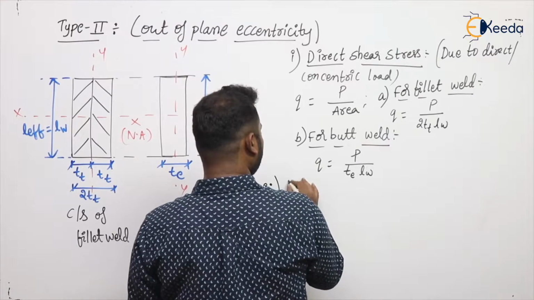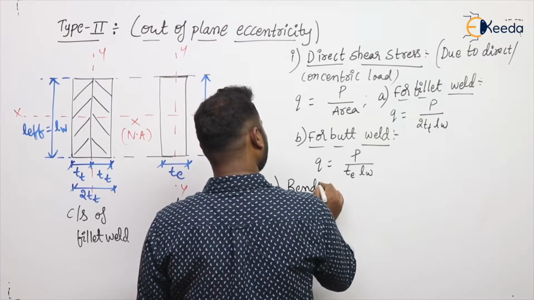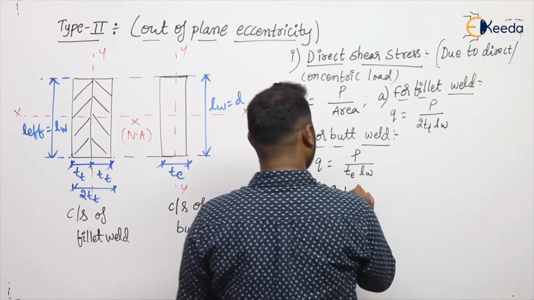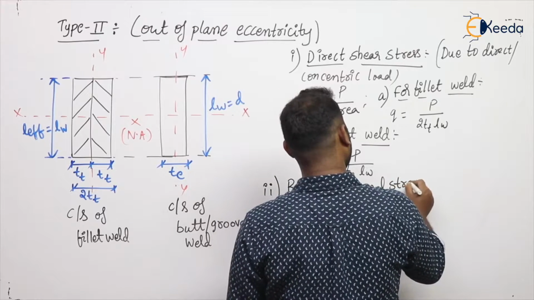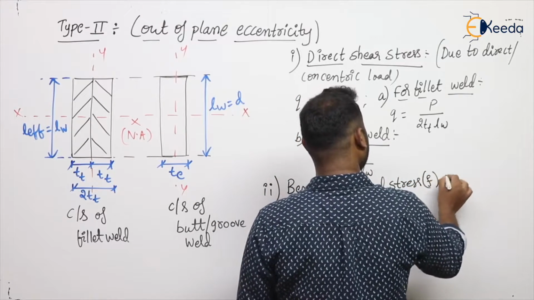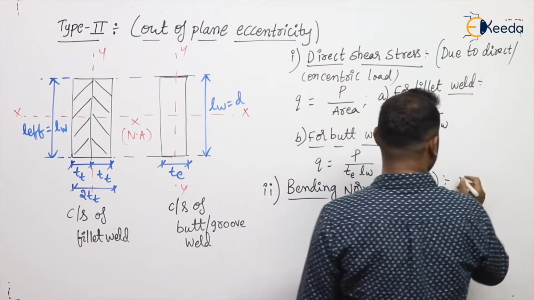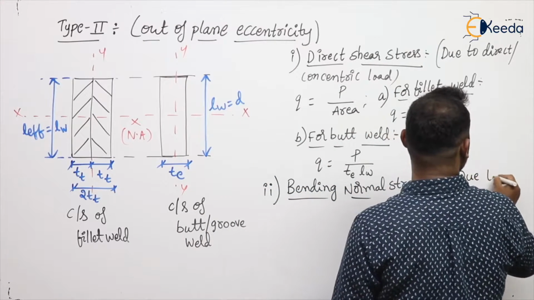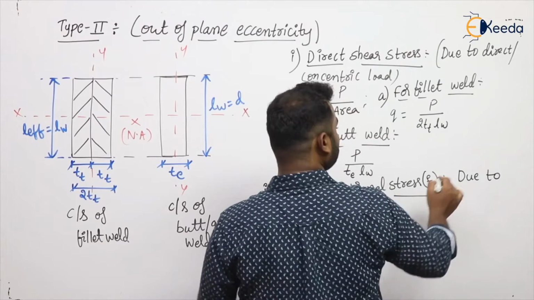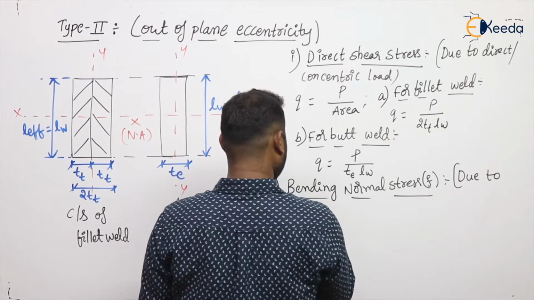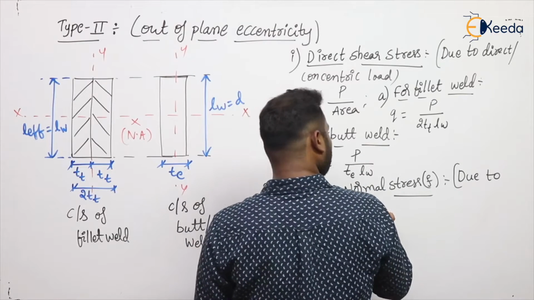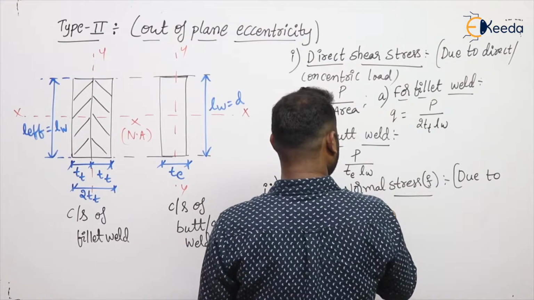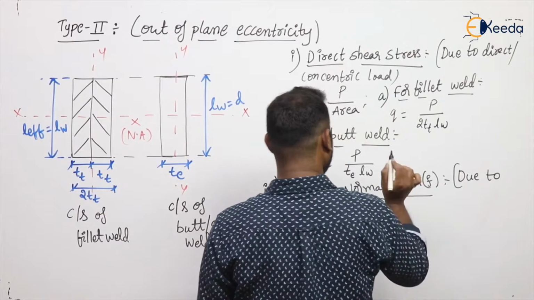Now the second, bending stress, bending normal stress, which we represent with small f. This is mainly due to bending moment, due to moment P, right?